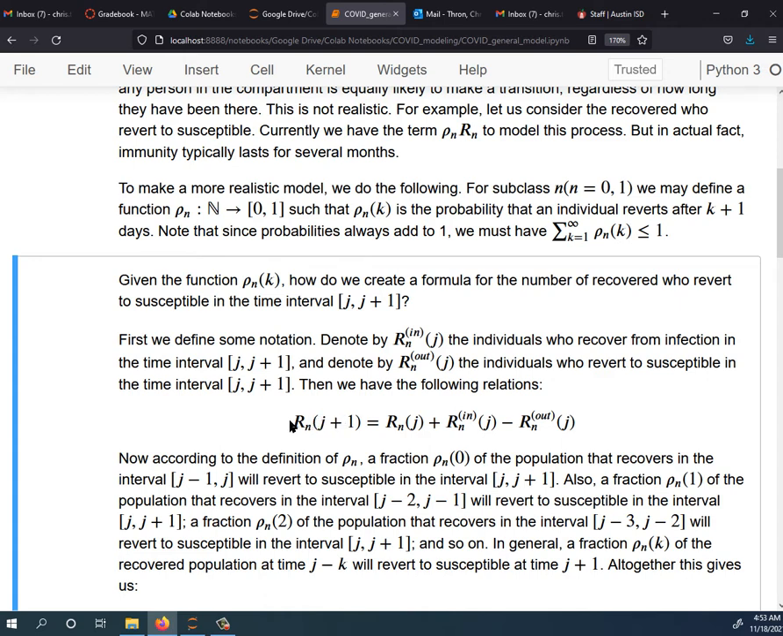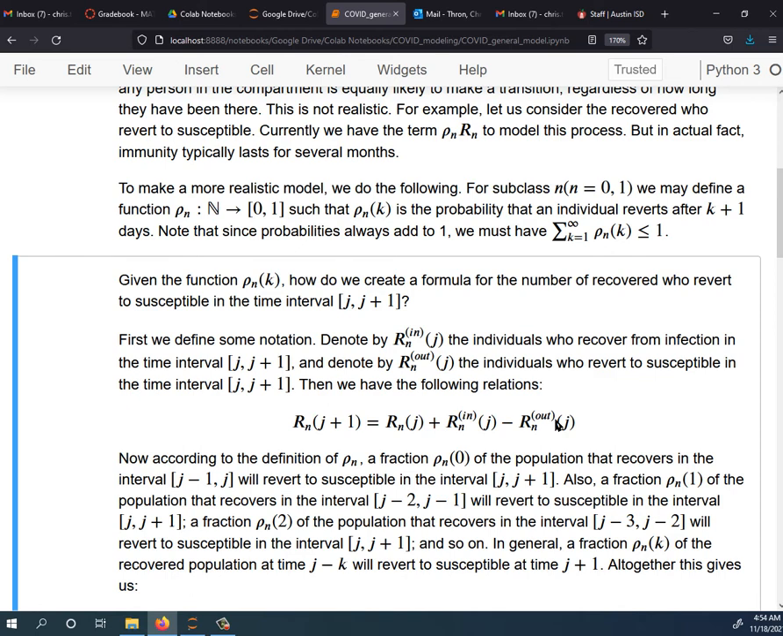We can write the equation for R this way. The total number of recovered at day j plus 1 are the people who were recovered at time j, plus the people who came in, minus the people who went out. That should be pretty intuitive.